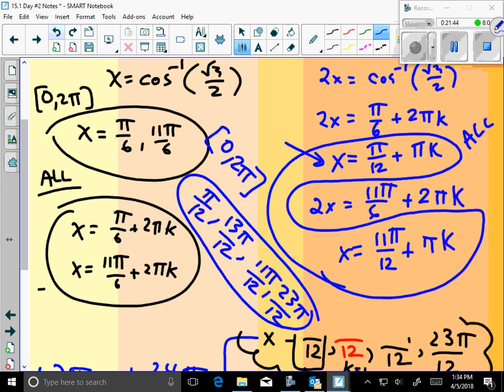Is that clearer? Maybe? Less steps. All right, I think I got too deep into the algebra. Okay, I think that's good for today.